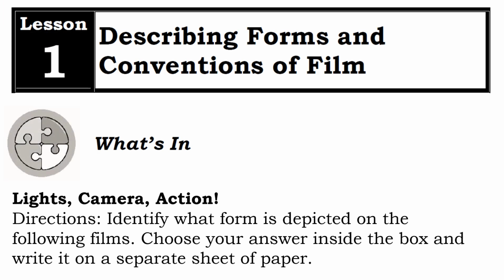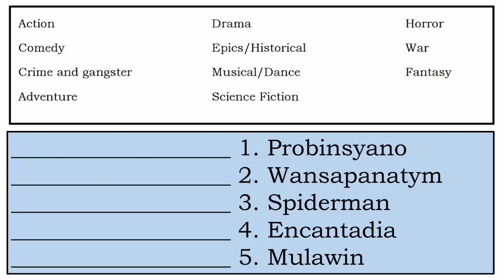Our lesson number 1 for this module is describing forms and conventions of films. What's In? Lights, camera, action. Identify what form is depicted on the following films. Choose your answer inside the box. Now, these are the answers: action, comedy, crime and gangster, adventure, drama, epics or historical, musical or dance, science fiction, horror, war, and fantasy.